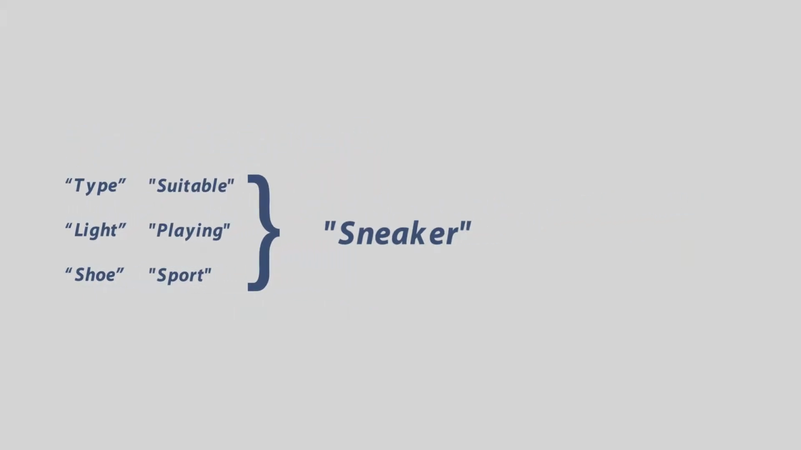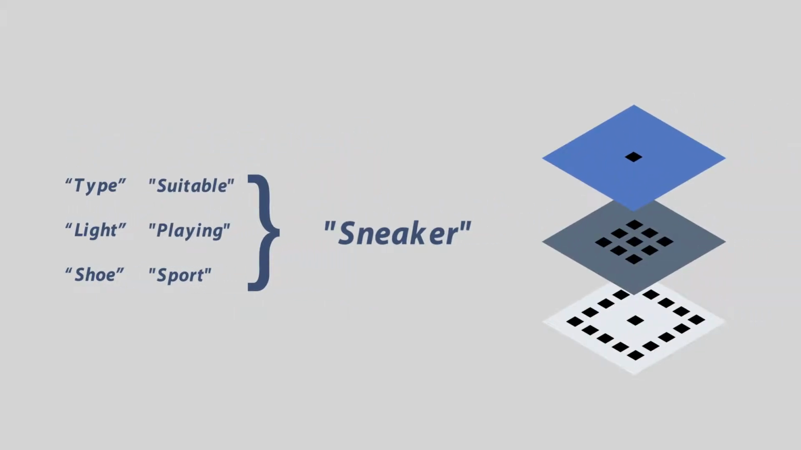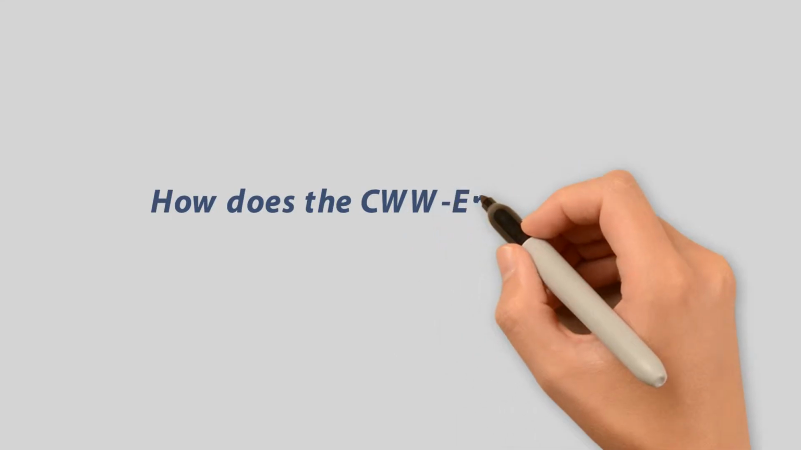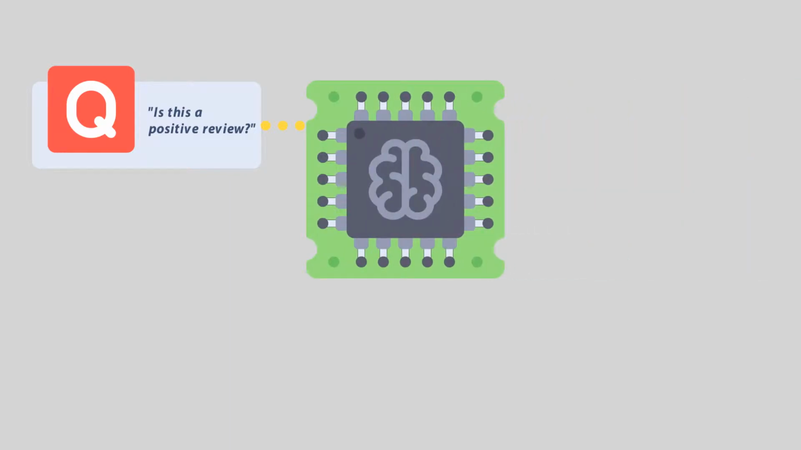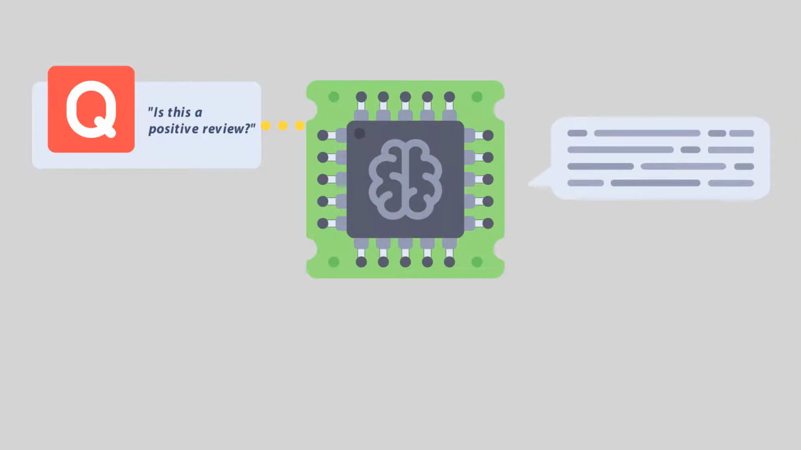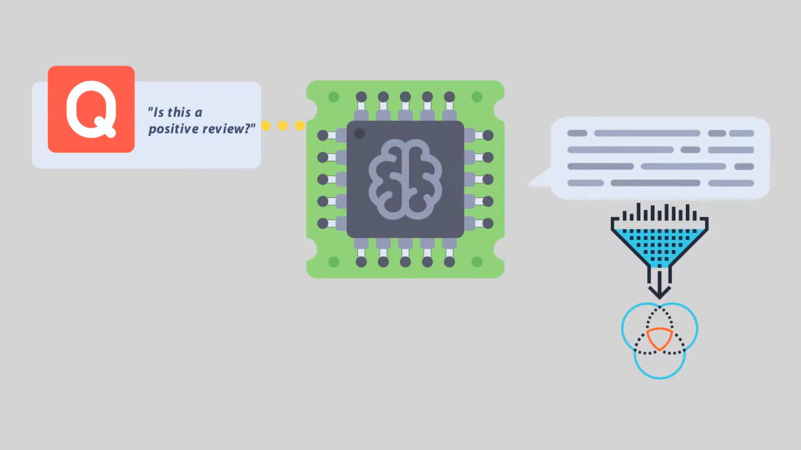This leads to different levels of abstraction. For example, a sneaker points to the higher level of shoes, while a subsequent level of sneaker could be the quality. How does the computing with words engine work? Ask your computer a question like, is this a positive review? To find the answer to this question, the computing with words engine analyzes the review's elements and their connection to each other. This results in mathematical models used for calculations in reasoning algorithms.